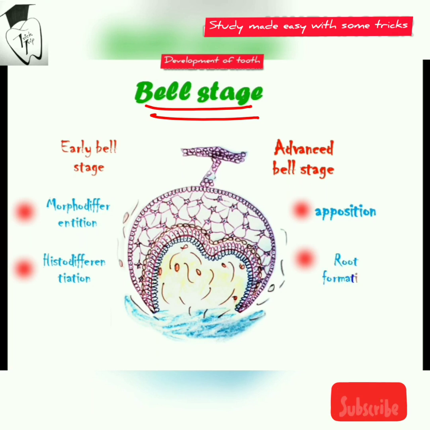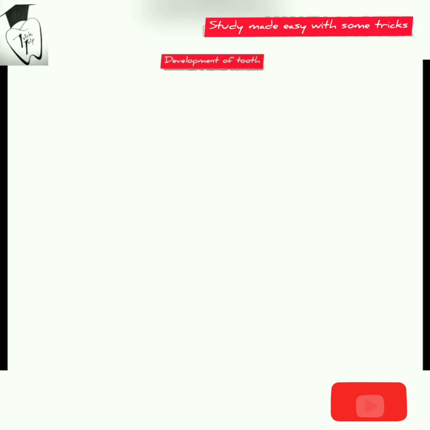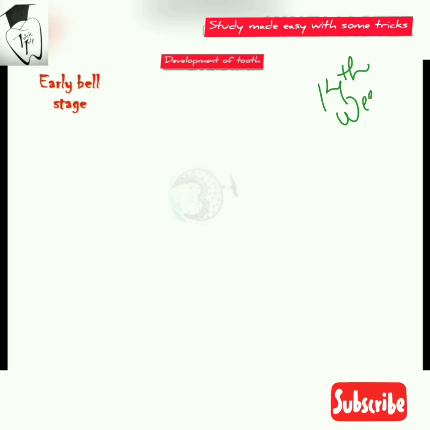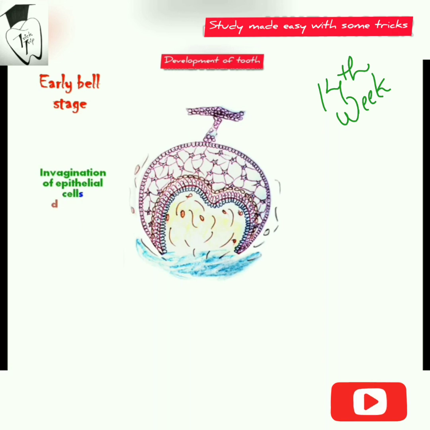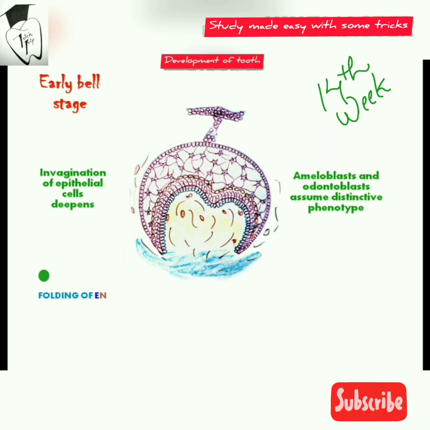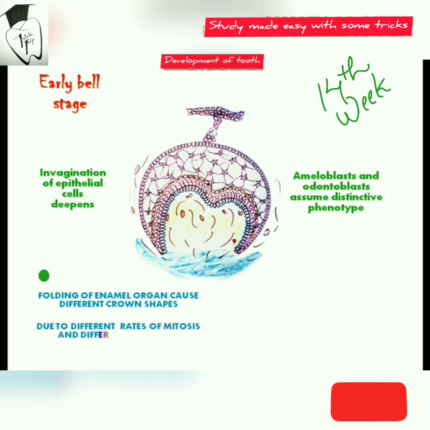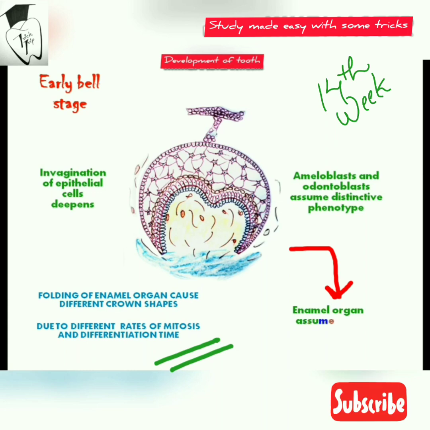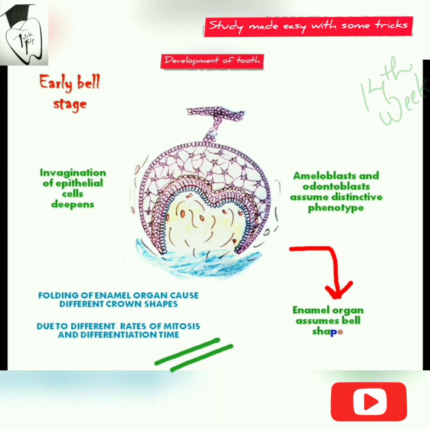Now coming to the early bell stage, at about the 14th week, as invagination of the epithelium deepens, its margins continue to grow and the enamel organ assumes its final morphological shape. Now the ameloblasts and odontoblasts have assumed their distinct phenotype, from the inner enamel epithelium and dental papilla cells respectively. The folding of the enamel organ causes different crown shapes due to different rates of mitosis and differentiation time. So here the enamel organ assumes the final bell shape.